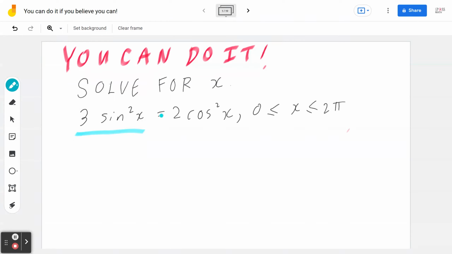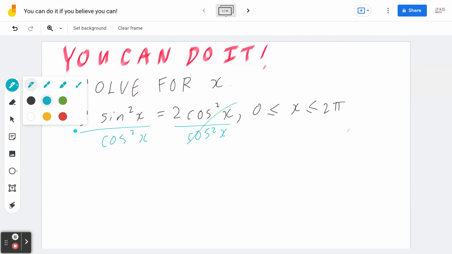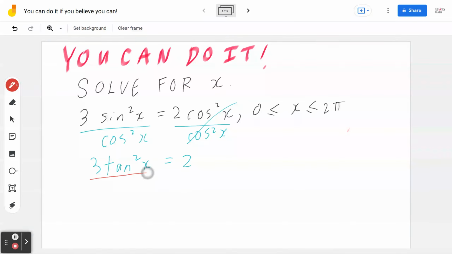The opposite of multiplying by cosine square x is to divide by cosine square x. Step number 2. If you think about the left-hand side, sine divided by cosine is going to be tan x. So sine square x divided by cosine square x is going to be tan square x. Again, the opposite of multiplying by 3 is dividing by 3. So now we can write down tan square x equals 2 divided by 3.